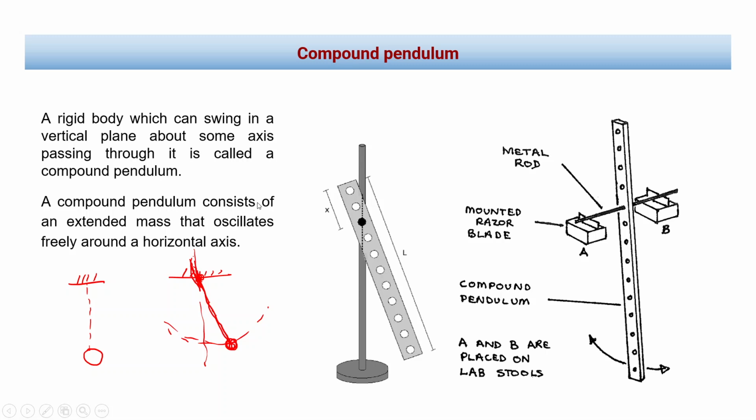A compound pendulum consists of extended mass. In a simple pendulum, all the mass was at one particular end. Whereas in a compound pendulum, the mass is extended and it oscillates freely around the horizontal axis. It could be any kind of body, it doesn't need to be a rod only. I have just introduced this, and we'll talk about it later in next week's interactive session.